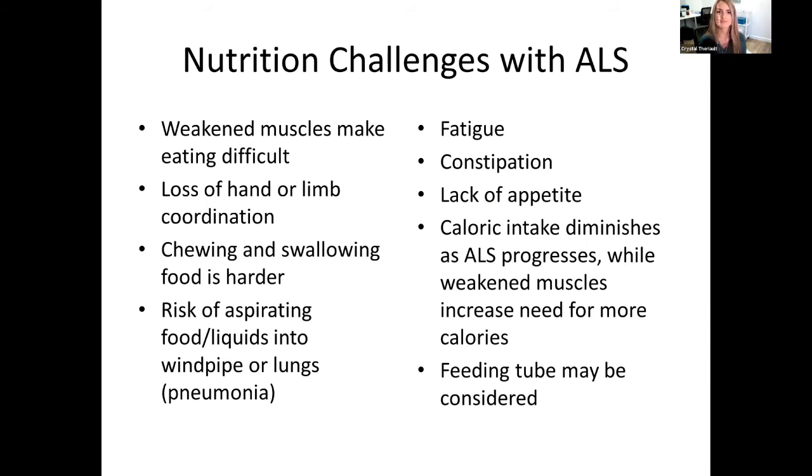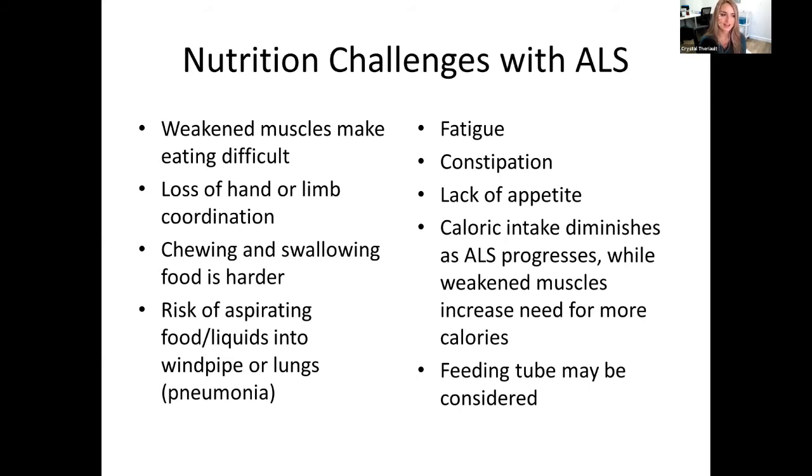Weakened muscles make eating difficult. So these are reasons that nutrition is a challenge. Loss of hand or limb coordination, so they can't quite get their spoon or fork up to their mouth. Chewing and swallowing food is harder, so it takes more energy and time, and they're worn out by the time they've had a few bites and don't want to eat more. There is also risk for aspirating food or liquids into the windpipe or lungs.